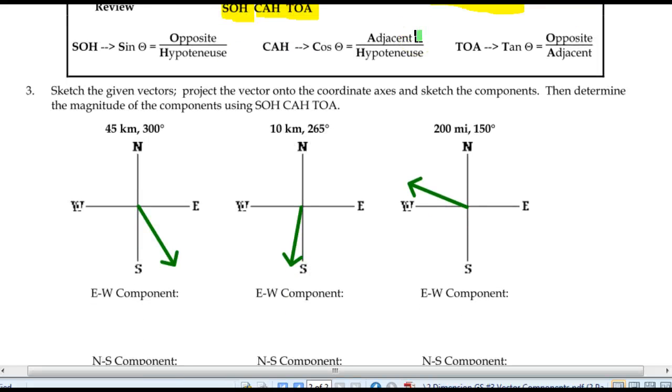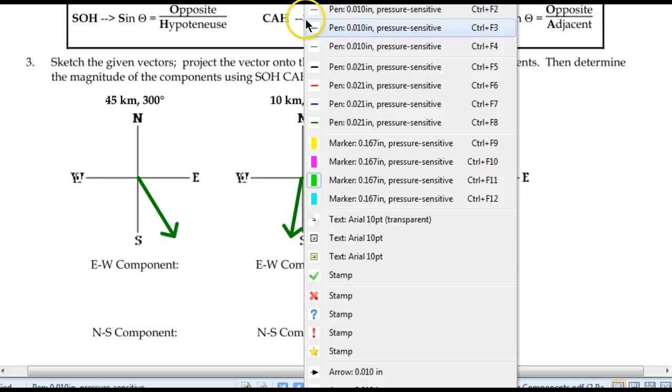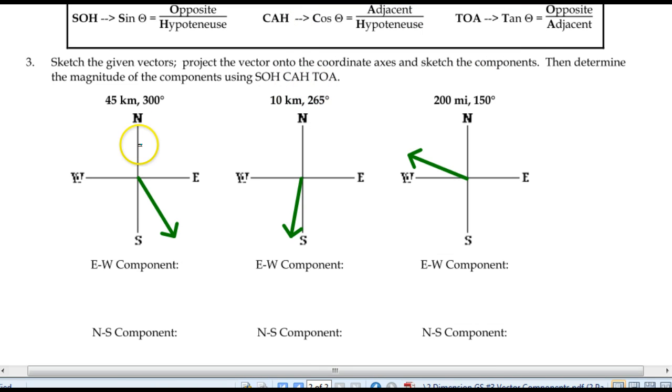Okay, so we've got the same three vectors we had in the first section, and we're going to find the components using SOH-CAH-TOA. So the first thing I need to recognize is what is the angle that I'm going to use. I'm going to use this angle right here. Now the whole angle is 300 degrees. That makes this 60 degrees because in a circle we have 360 total degrees.